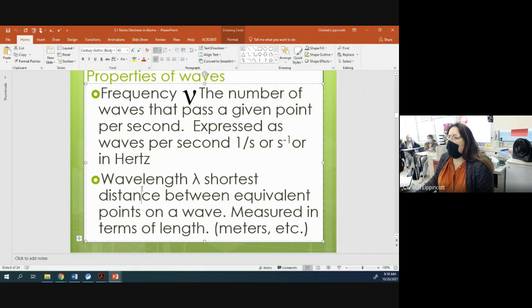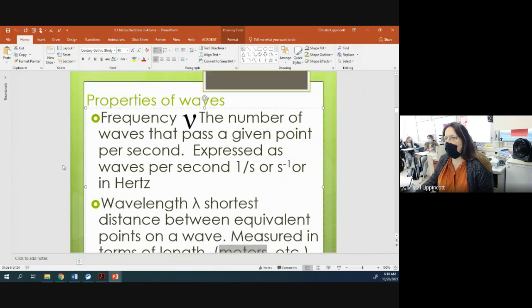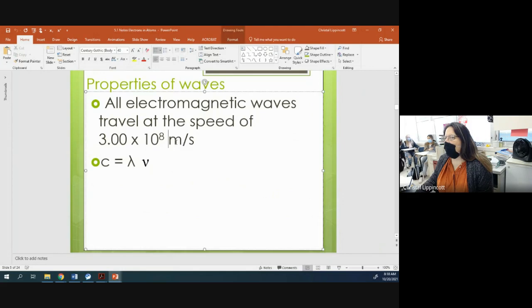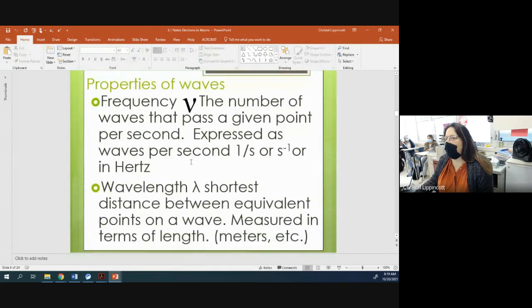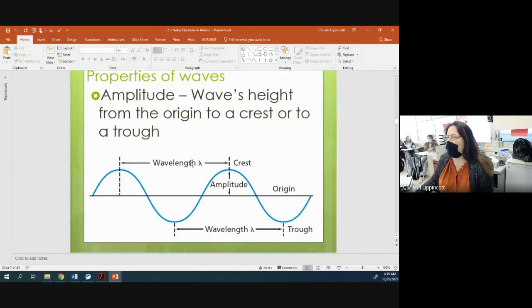Wavelength then is the shortest distance between two points on a wave, and it's measured in terms of length, which makes sense that it would be measured in meters. And this has to be measured in meters. If it's not, it has to be converted because you are using this guy, and if you want your units to cancel, it has to be in meters. Likewise, your frequency has to be in 1/seconds to get it to cancel. So if it's not in 1/seconds, you've got to change that as well. And we'll get into that next week.